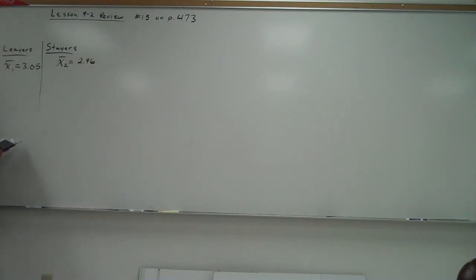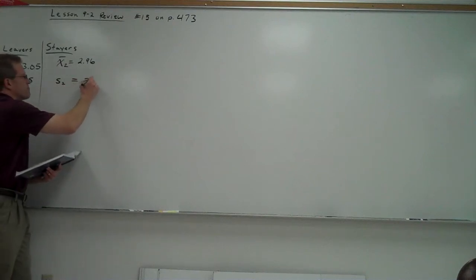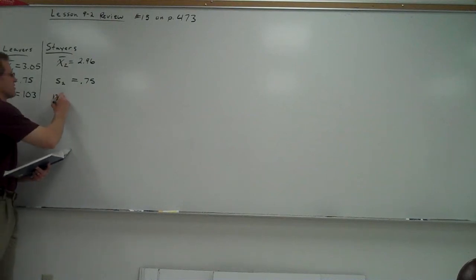The first standard deviation of the sample is 0.75. S sub 1, 0.75. And the second standard deviation, S sub 2, is also 0.75. The first sample size was 103. So there's 103 people, 103 leavers, and 225 stayers.